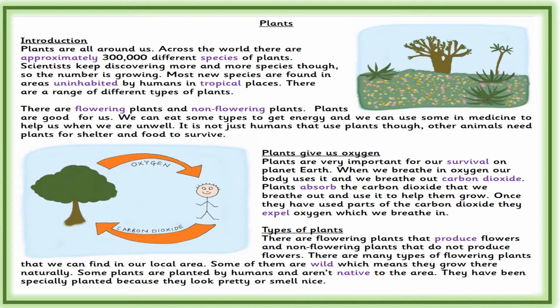Types of plants. There are flowering plants that produce flowers and non-flowering plants that do not produce flowers. There are many types of flowering plants that we can find in our local area. Some of them are wild, which means they grow here naturally. Some plants are planted by humans and aren't native to the area. They have been specially planted because they look pretty or smell nice.